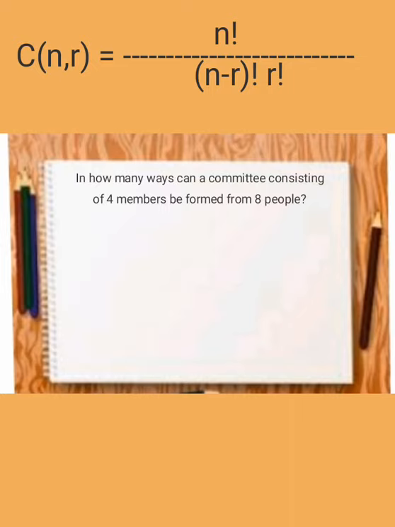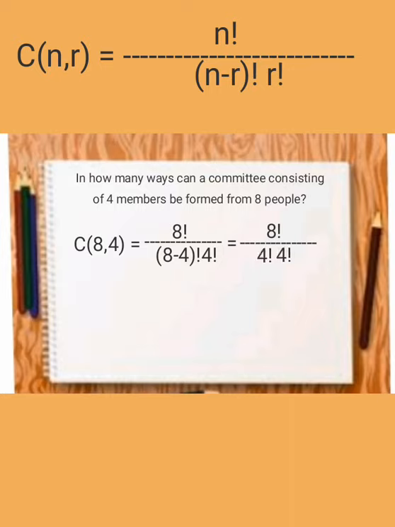In how many ways can a committee consisting of 4 members be formed from 8 people? Since 4 members yung kailangang i-form from 8 people, n is equal to 8 while r is equal to 4. Substitute natin. 8 factorial over 8 minus 4 factorial, 4 factorial. So that is equal to 8 factorial over, what is 8 minus 4? That is 4. So we have 4 factorial, 4 factorial. Let 8 factorial be 8 times 7 times 6 times 5 times 4 factorial.